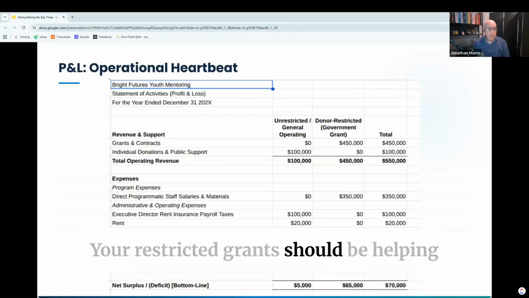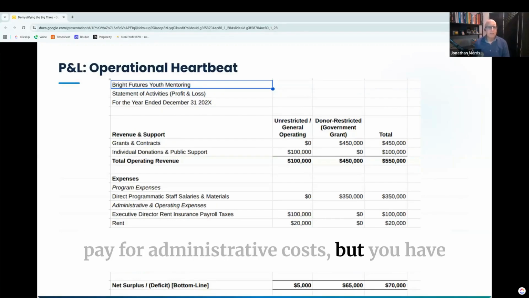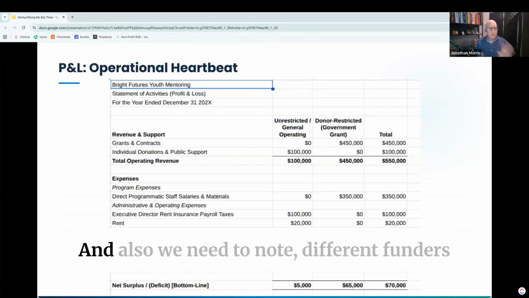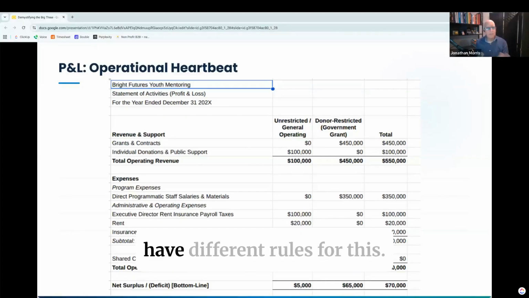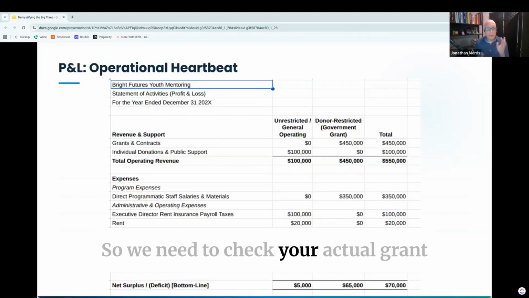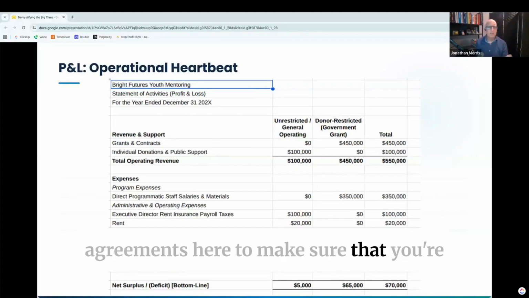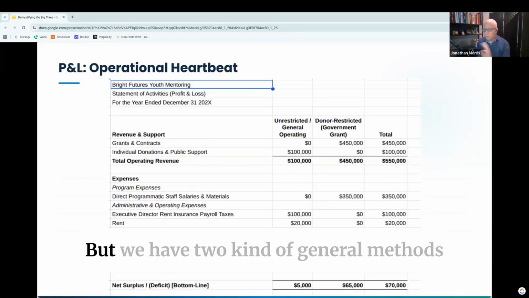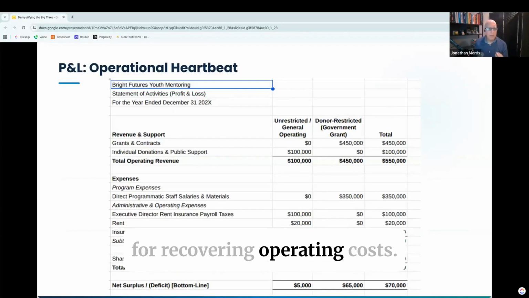Your restricted grants should be helping pay for administrative costs, but you have to build the bridge. And also we need to note different funders have different rules for this. So we need to check your actual grant agreements here to make sure that you're in compliance. But we have two general methods for recovering operating costs.